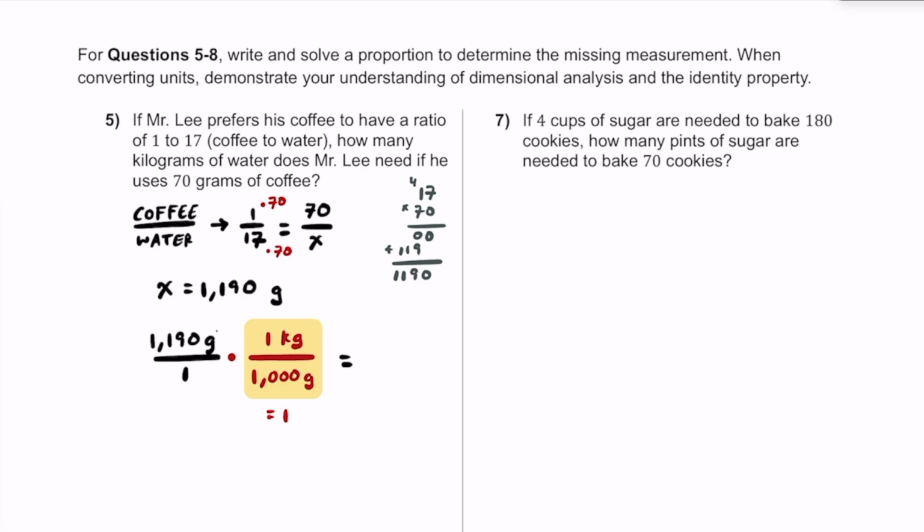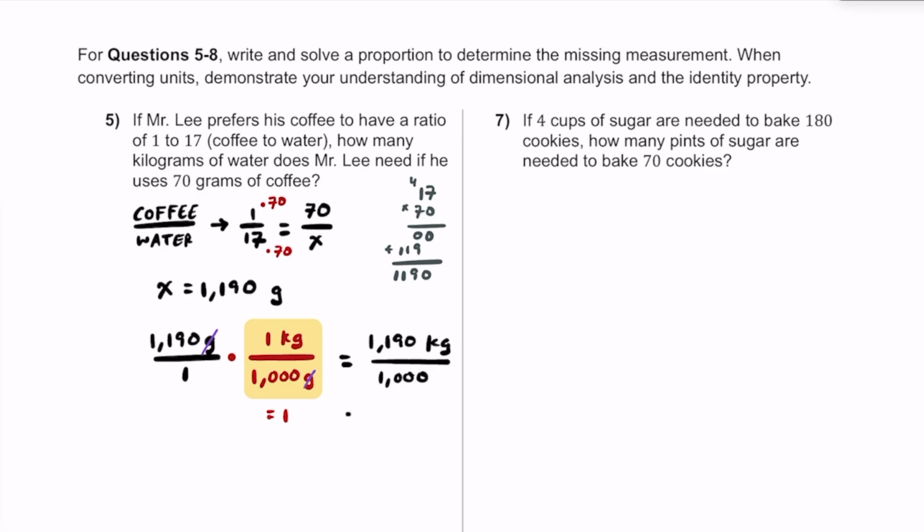Now, of course, really nicely here, you can see when you use dimensional analysis, the grams are going to cancel out here, and we're just going to be left with kilograms. So if you go ahead and just multiply the numerators together, this is just going to be 1,190 kilograms. And on the bottom here, we're going to see we have 1 times 1,000, which is just going to be 1,000.